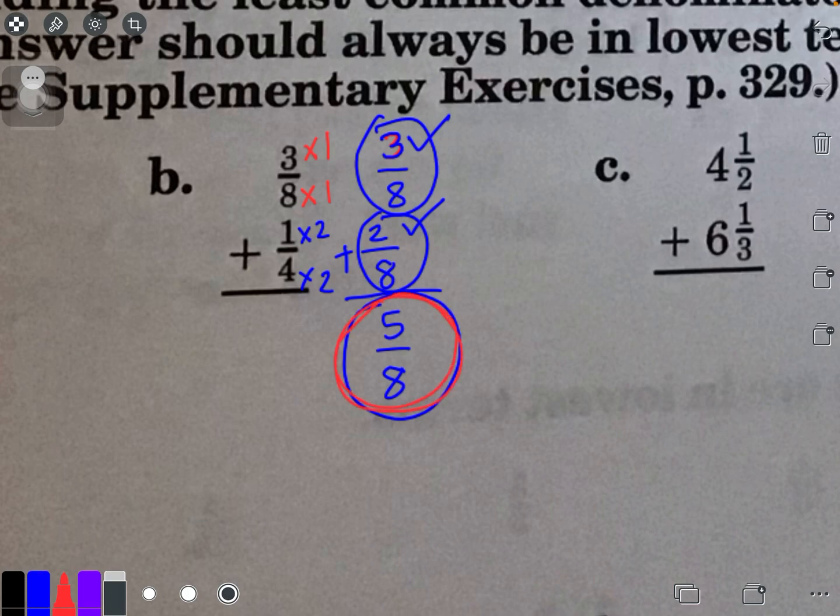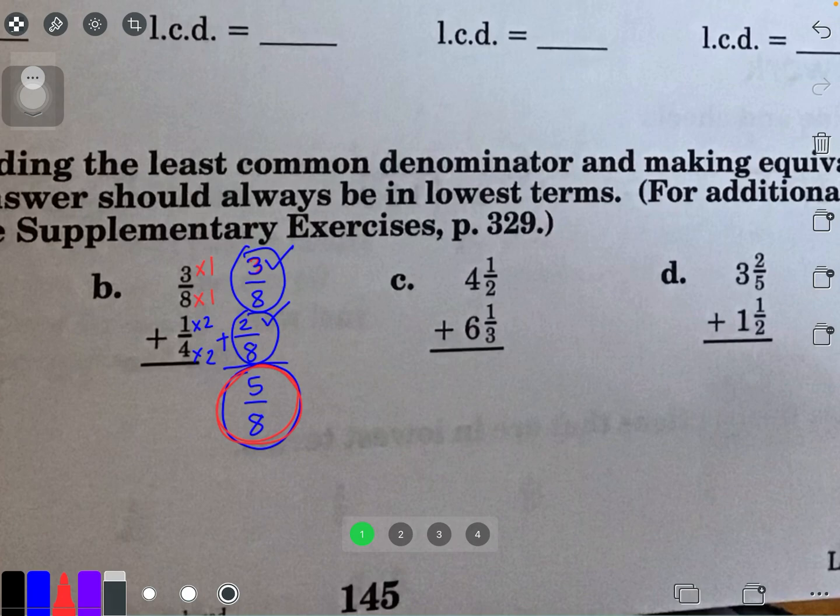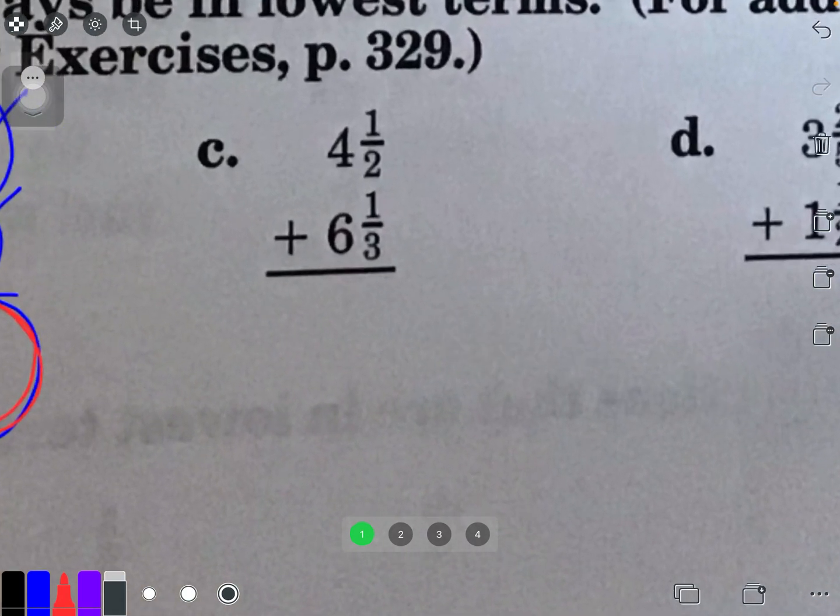Okay. All right. Let's do letter C. Oh, this time they threw in whole numbers. So these are mixed fractions. That's okay. We can do this, mixed numbers. So I'm just going to focus again on the denominators. Notice they are different. We've got 2 and 3. So I need to find their least common denominator.